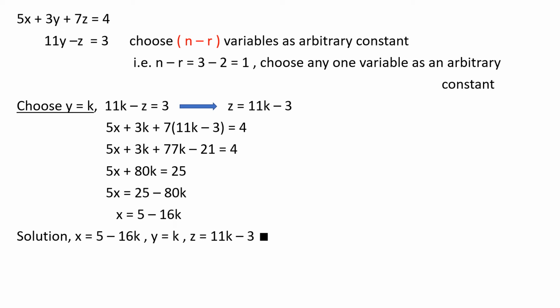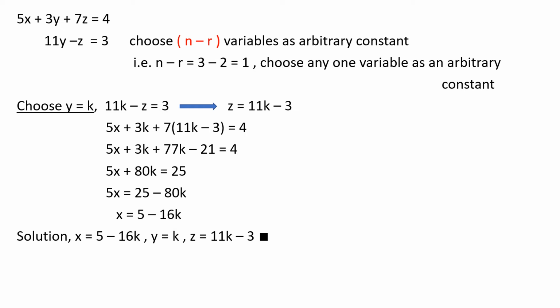Now to solve the system of equation, choose n minus r variables as arbitrary constants. Here n is 3 and r is 2. So 3 minus 2 is equal to 1. So we can choose any one variable as an arbitrary constant. So let's choose y is equal to k. Substitute in the second equation, you will get 11k minus z is equal to 3. Simplify, you will get z is equal to 11k minus 3.